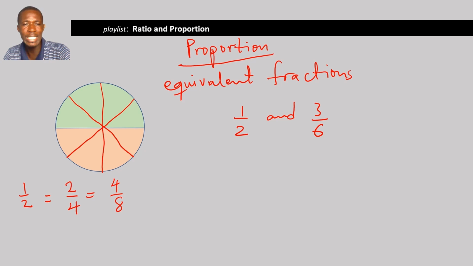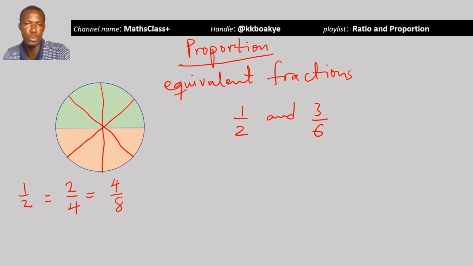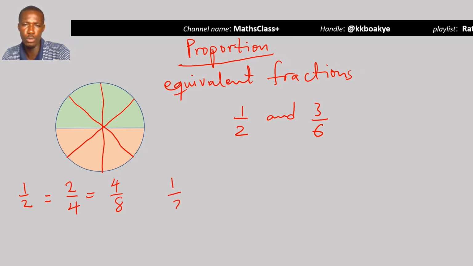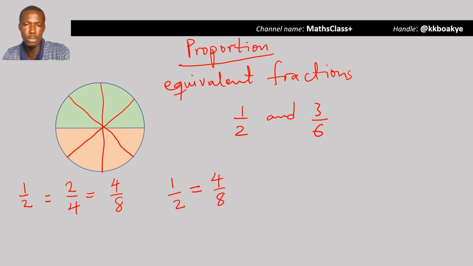But then, have I changed the size of the green background? No, it is still half of the circle. And so 4/8 is half. 2/4 is also half. And then 1/2, as we already know, is half. And so the value of 1/2 is the same as the value of 4/8. These two fractions, we say they are equivalent.